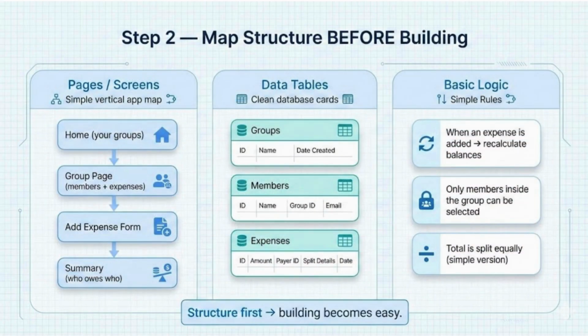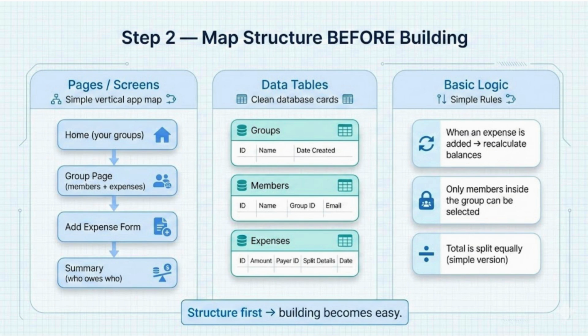Now let's move on to step 2. And this is where most people instantly level up. Because step 1 was use AI direction and step 2 is use AI a blueprint. And this is the part most beginners skip. They define the outcome, then they jump straight into the tool and say, okay, build it. But here's the thing.